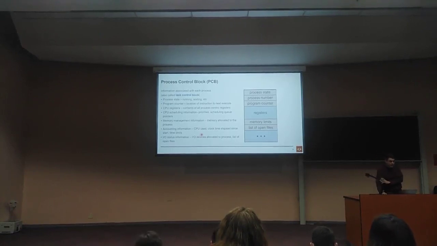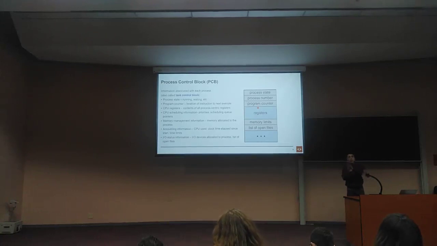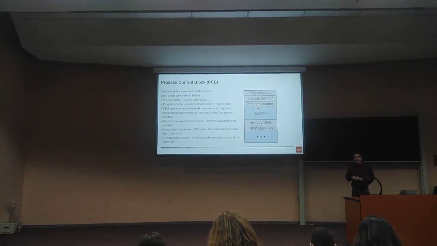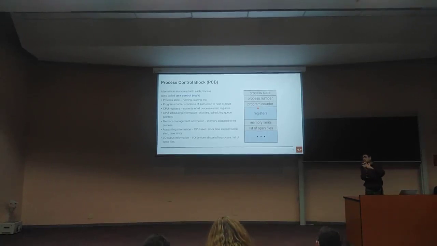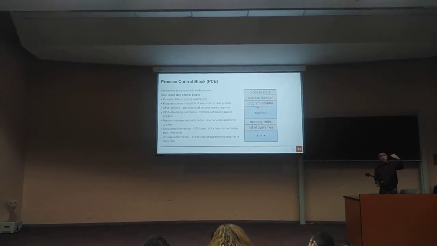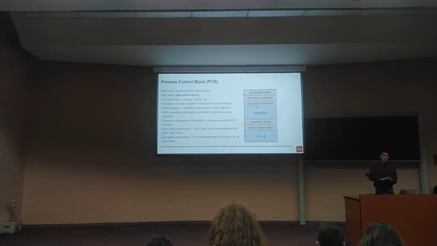So this is a data structure that exists per process. But this structure doesn't get updated every clock cycle. Typically this data structure gets created initially with an initial set of aspects to it. And then every time the state changes, either from ready to running, or running to something else, or waiting, the state of this structure gets updated.